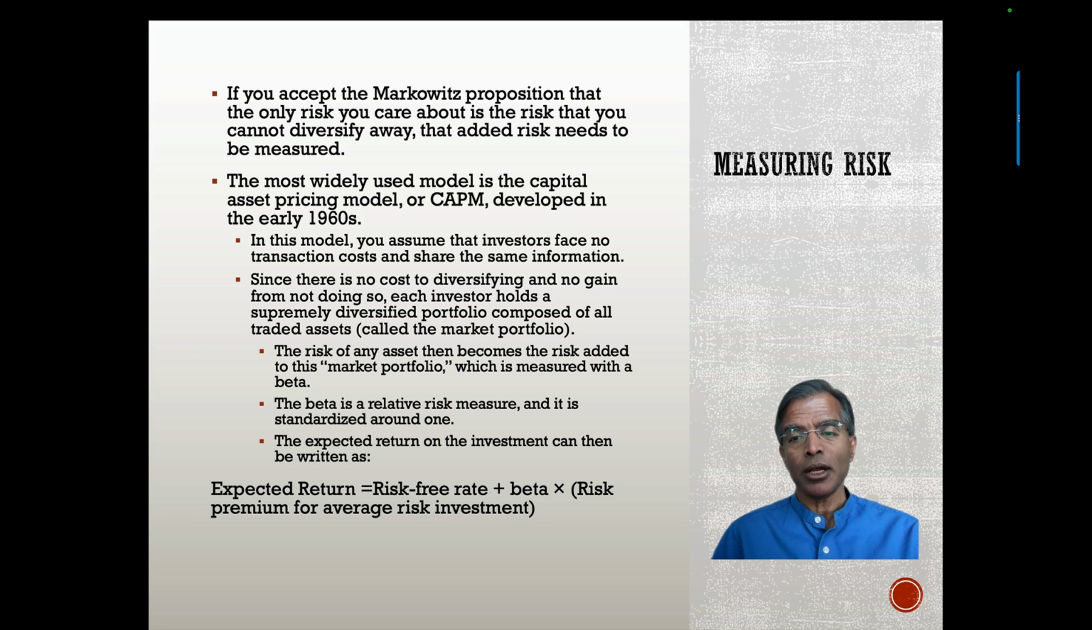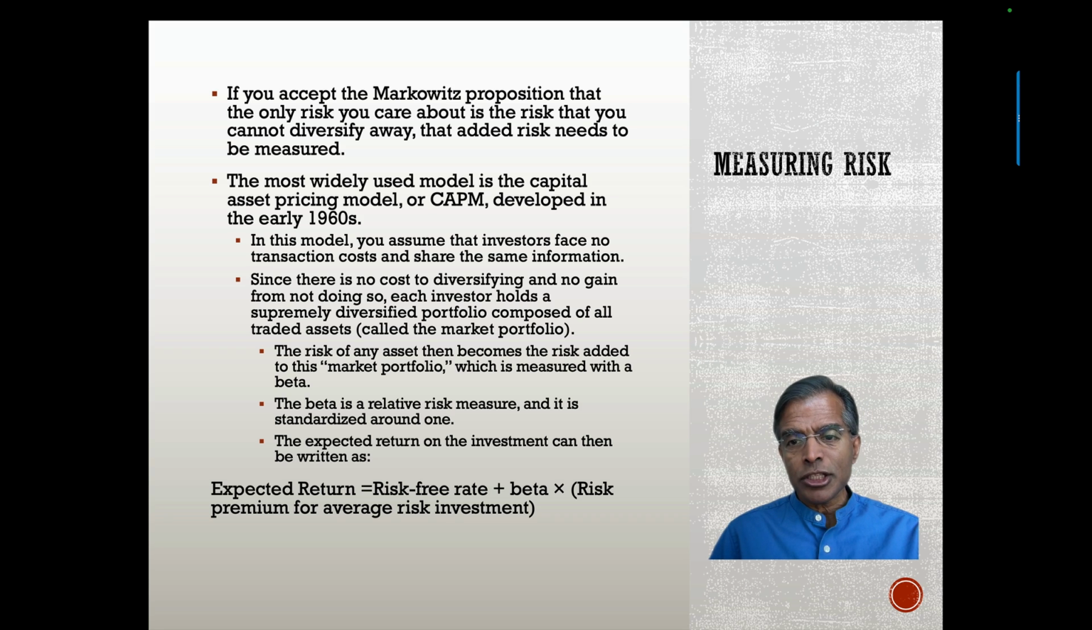You might say that's absurd, but it is the end game. If you have no transactions costs, why stop when you can get a more diversified portfolio? That portfolio is called the market portfolio, and if you believe in it, then the risk of a stock becomes the risk it adds to the market portfolio. And that risk is captured by how the stock moves with the market portfolio. In statistical terms, that's called the covariance.